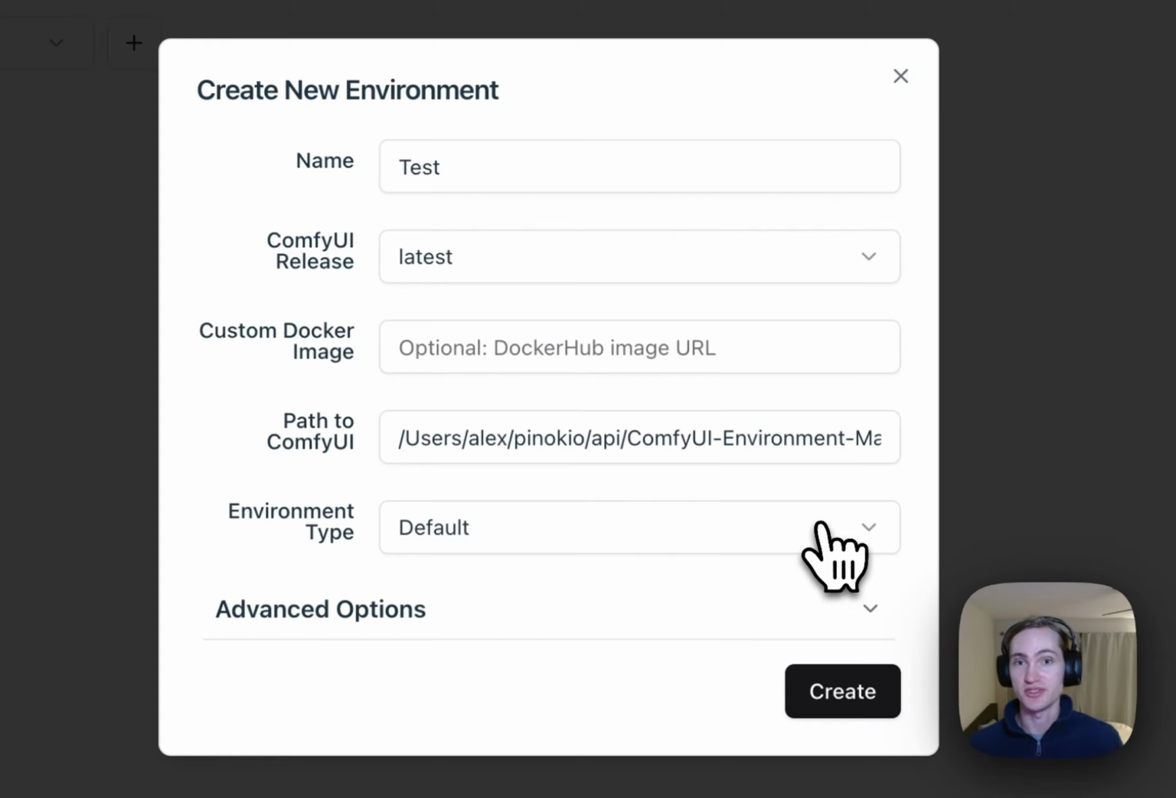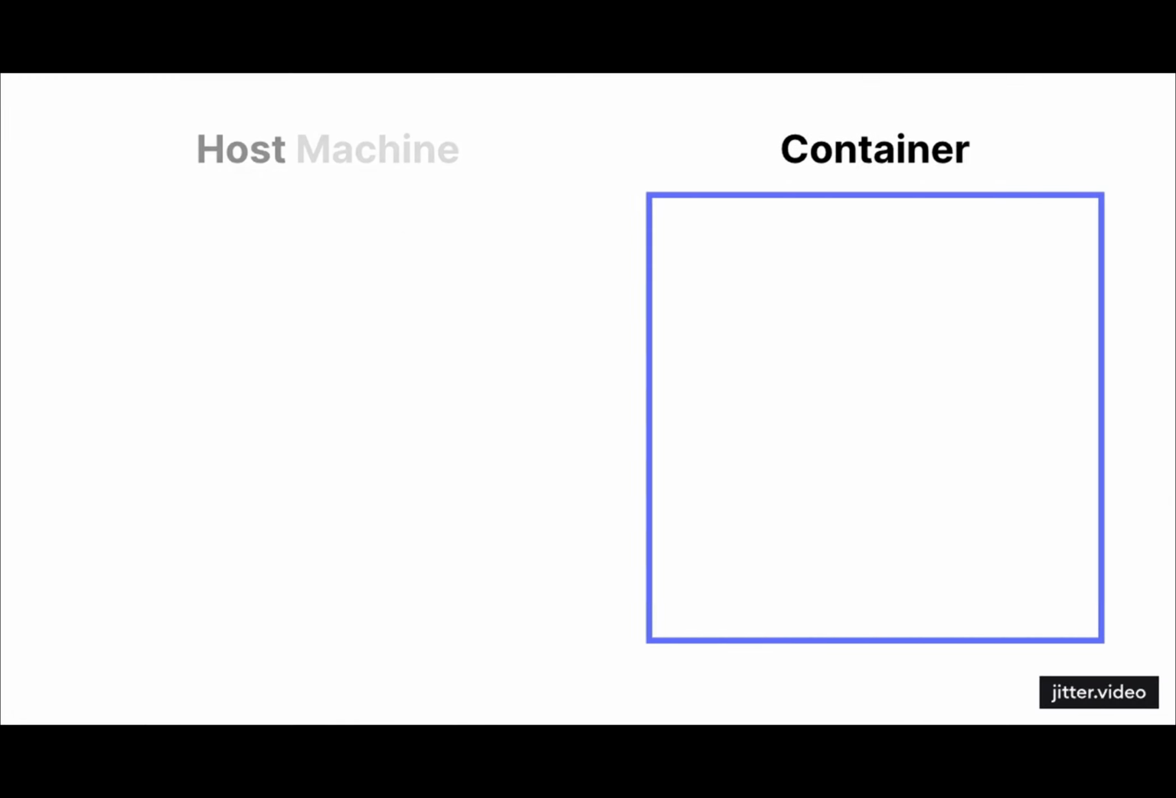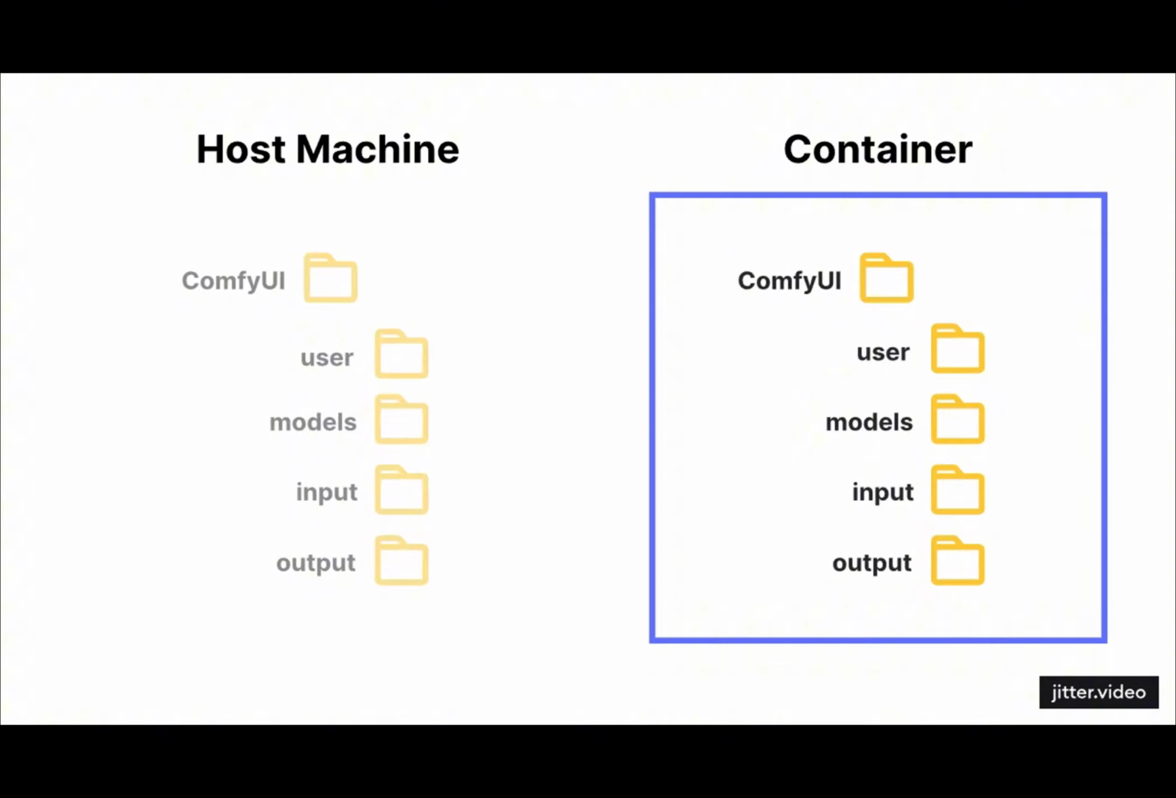So when you create a new container, by default, it's completely isolated from your machine. This means that any code inside the container can only read and write to files that are also inside of the container. It can't reach out and change anything on your host machine. This is good from a security perspective, but not ideal if we want to reuse models and files between environments.